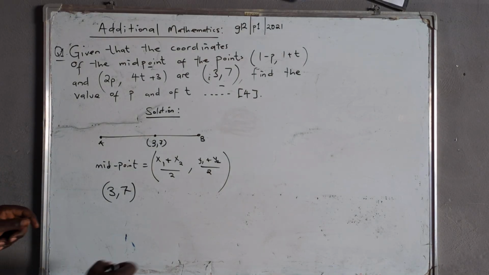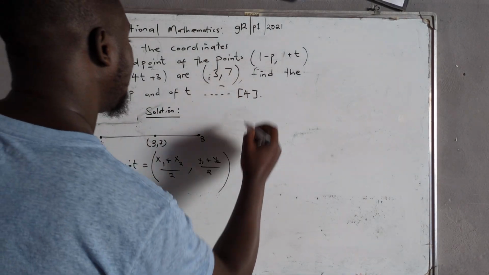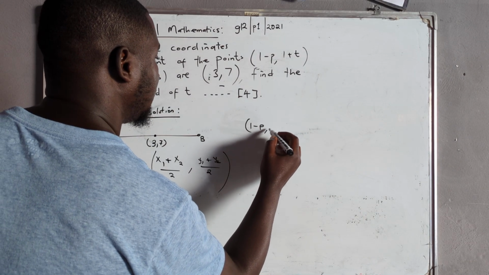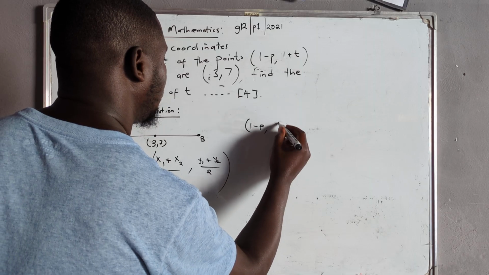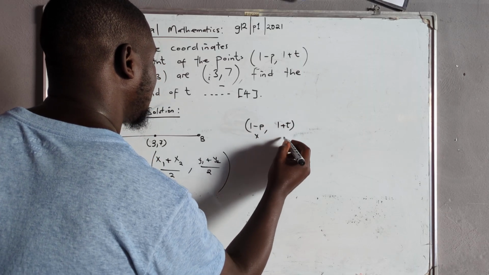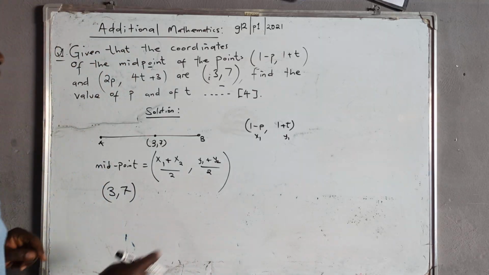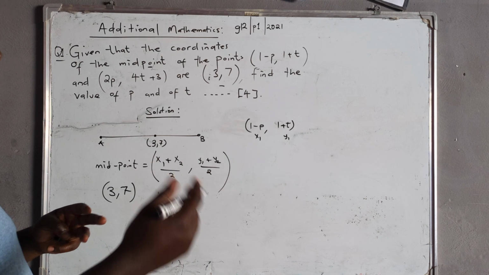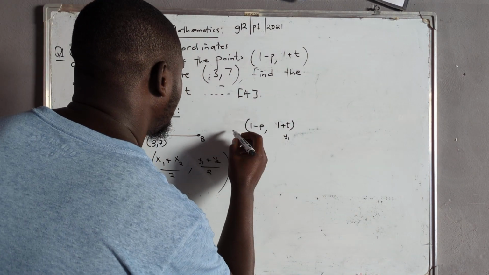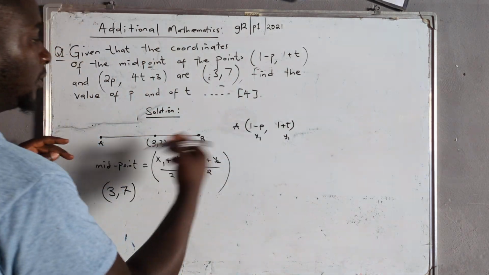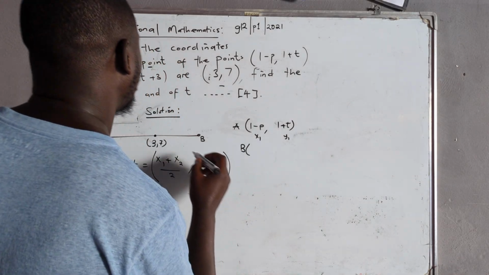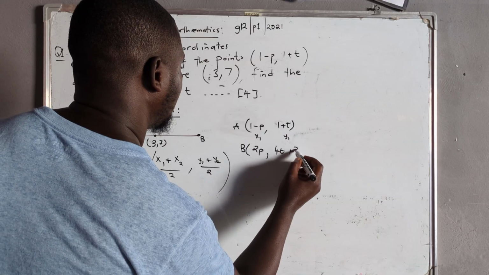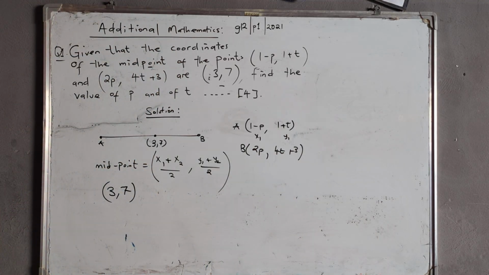Then the x coordinates, what data we've been given, this one. So you have the first point, and the point that we've been given is 1 minus p, 1 plus t. So I can say x1, y1. The first point can go to A, and it can also go to B. You will still get the correct answer. So this is the coordinates of A. Then B, I'm going to call it 2p comma 4t plus 3, like that.